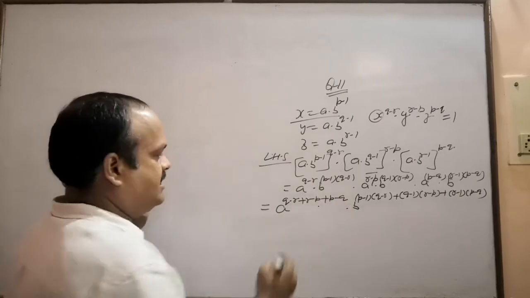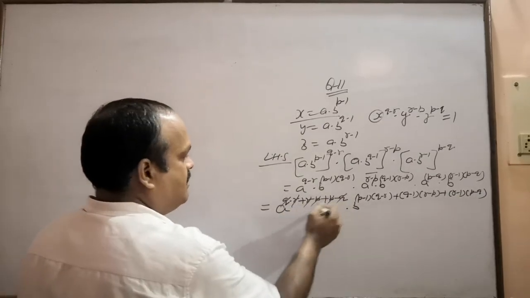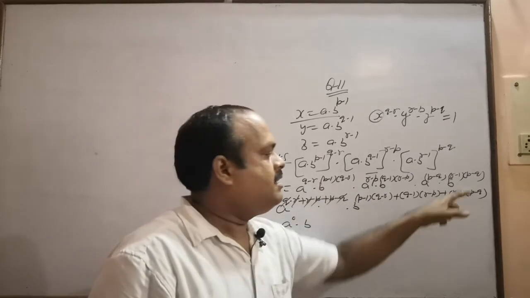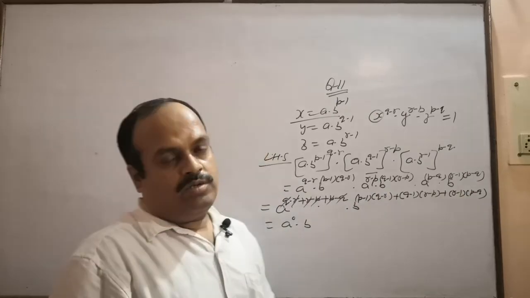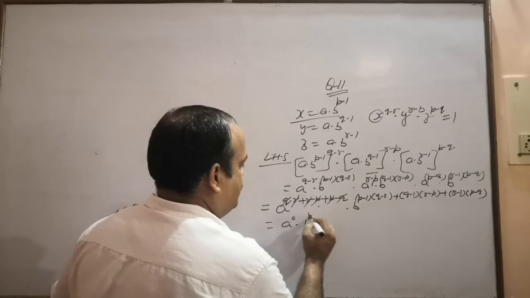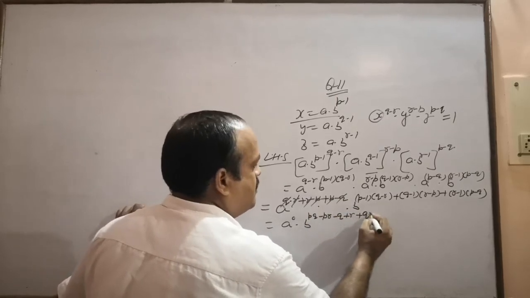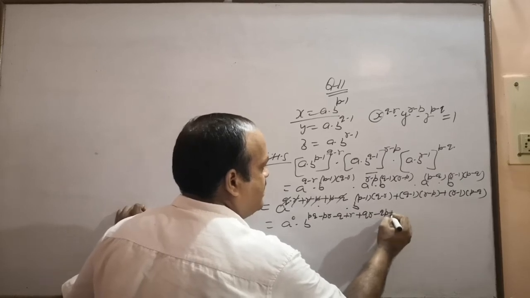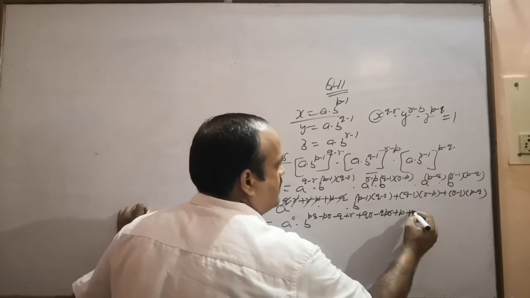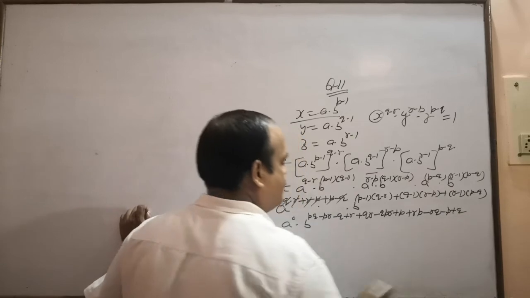In this addition, you can see the like and opposite sign we can cancel out, minus r plus r. So we get a to the power 0. But to simplify this sum, we will have to first do the multiplication. So we get pq minus pr minus q plus r plus qr minus qp minus r plus p plus rp minus rq minus p plus q.